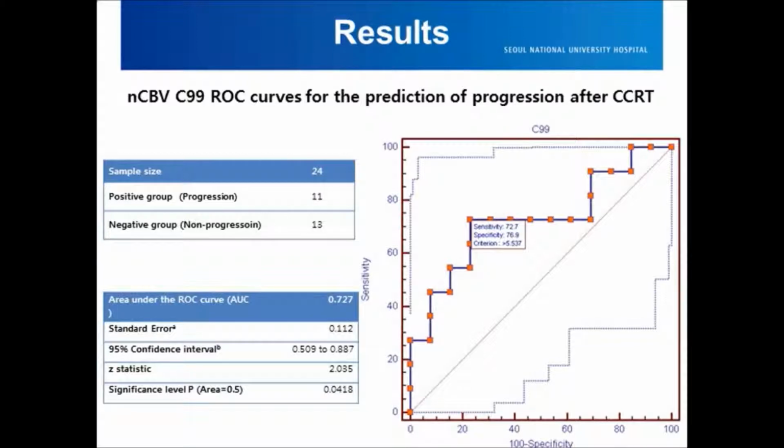ROC analysis of nCBV C99 showed that the best cutoff value was 5.537 for the prediction of progression after CCRT, and sensitivity and specificity were 72.7 and 76.9%.